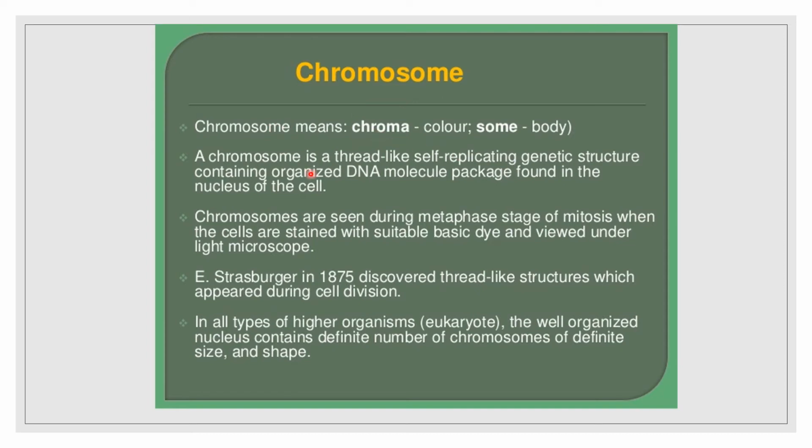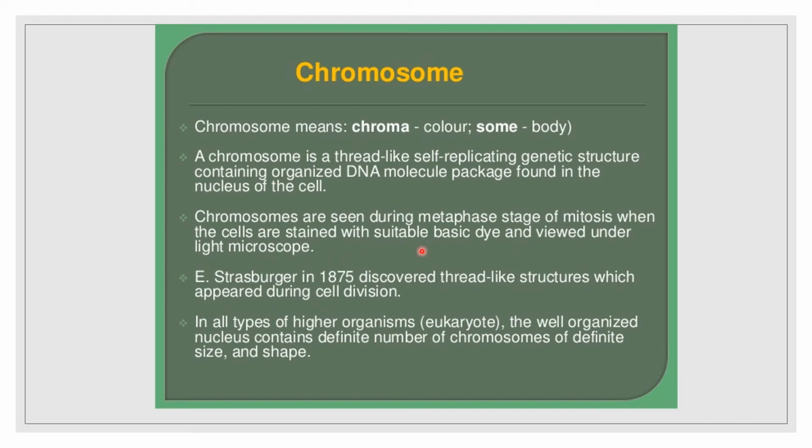This chromosome is a thread-like structure which is self-replicating, and it is a genetic structure which shows presence of DNA molecule packed or found in the nucleus of the cell. Chromosomes which are seen during the metaphase stage of mitosis are stained with basic dyes, and they are visualized under a light microscope.